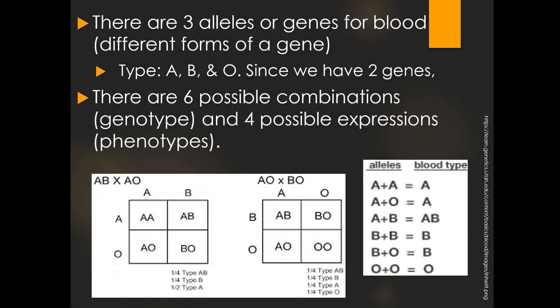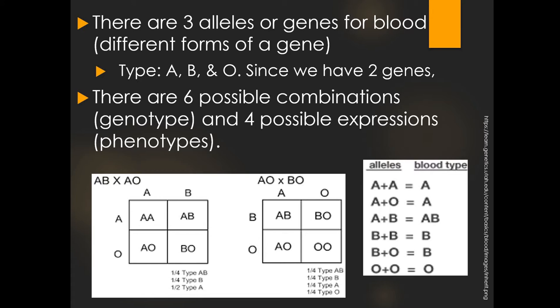We're actually going to do the bottom one first. So I'm going to talk about it a little bit, and then we're going to do the bottom one. Okay, there are how many? 6 possible combinations of genotypes and 4 possible expressions of phenotypes. So genotypes would be like AA and AO. Those are genotypes. But the phenotype, what's expressed on both of these, is A. Okay? So we need to know what a genotype is versus a phenotype.